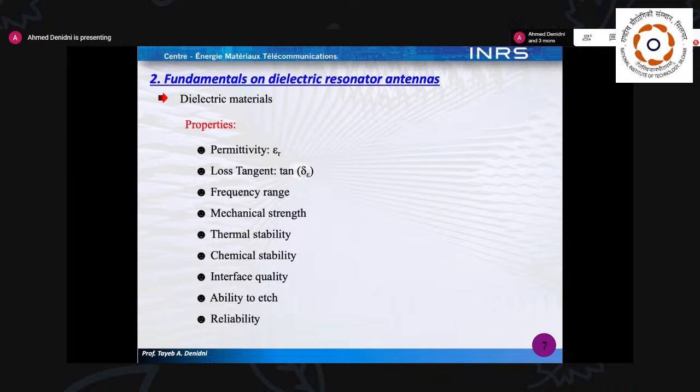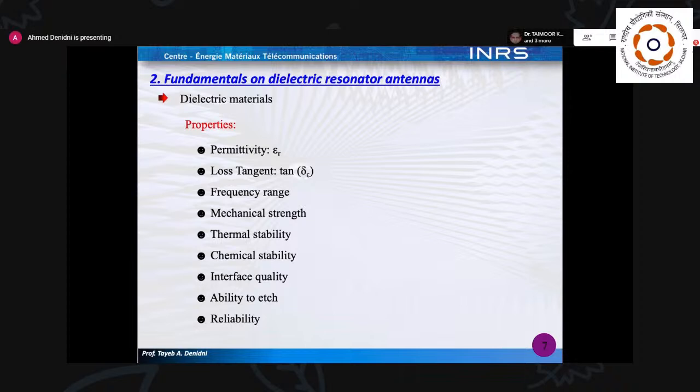And also another parameter, mechanical strength. This is very important, especially in terms of fabrication and hardness. And the thermal stability. This means for some applications, we have to think about thermal stability and chemical stability of these materials, in terms of time and temperature. Also the interface quality, in terms of cutting and the ability to etch some conductor. And this is especially important if you like to use some conformal feeding on the dielectric, and the reliability of the material, which is very, very important.